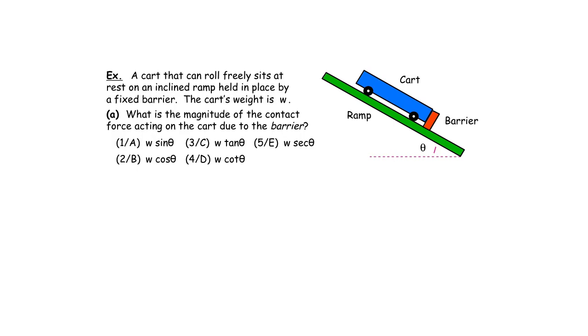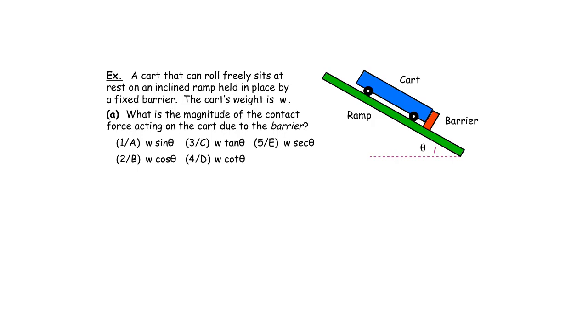So if I do that, I'm not going to draw them here because we'll see them in a second. But basically, we know that the force of the ramp on the cart is equal to the force of the cart on the ramp. But we also know, equivalently, that the force of the barrier is equal to the force of the cart on the barrier. So the force of barrier on cart is equal and opposite to cart on barrier.